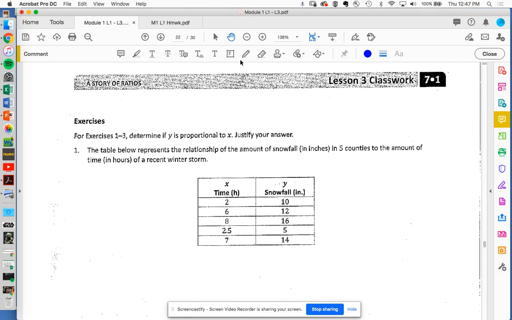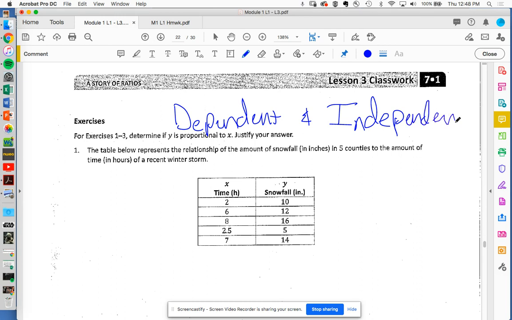This one too, there's 3 parts. We're going to go check proportionality. Again, I think it helps for you to think about dependent and independent. Click on the pen, there we go. So let's write dependent again, and independent. And we're just going to check and see if these situations, if these tables are proportional. Checking for proportionality.